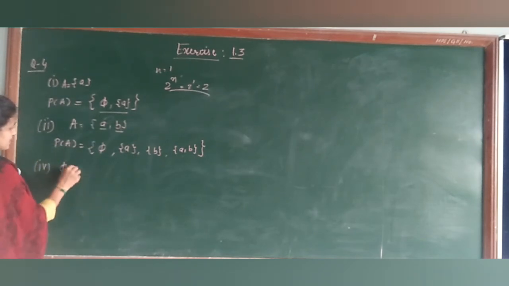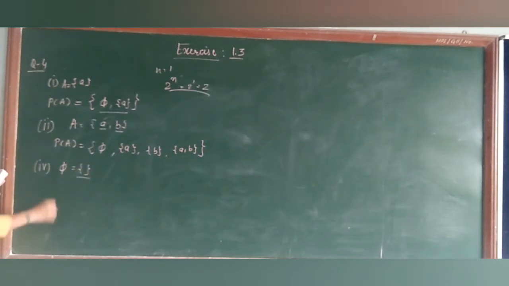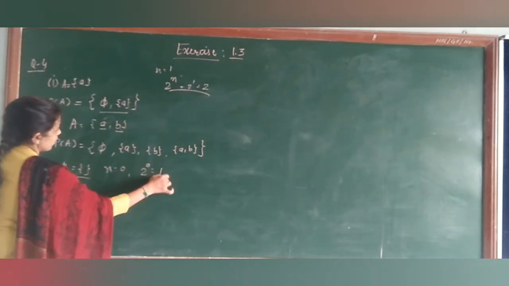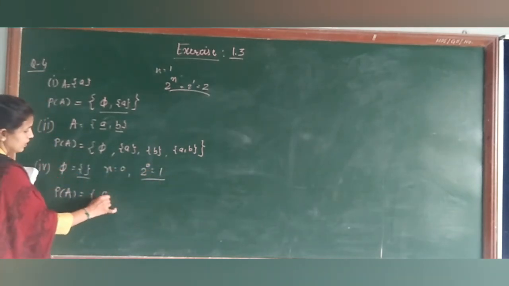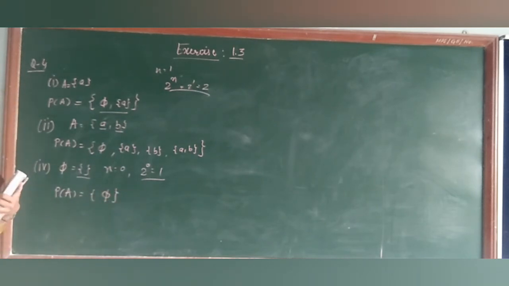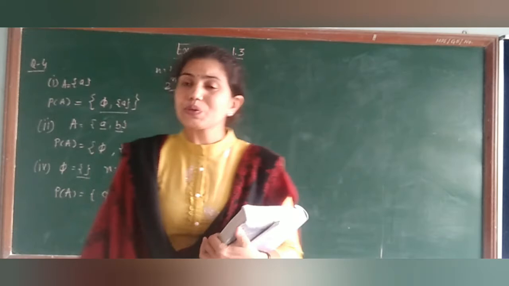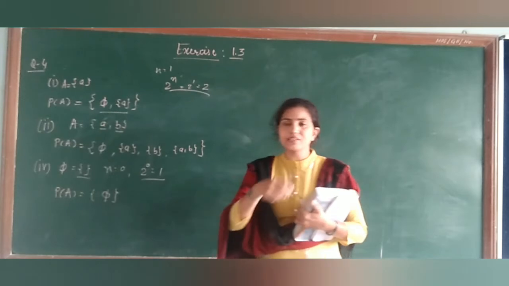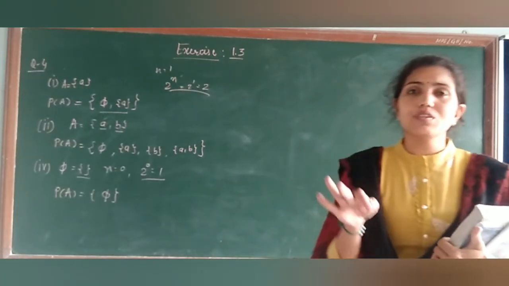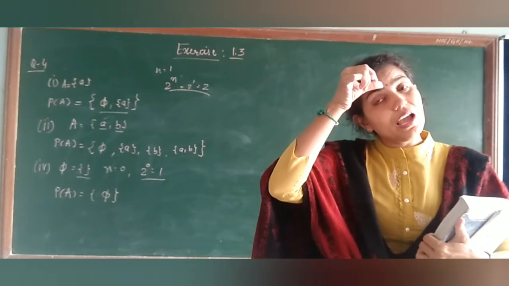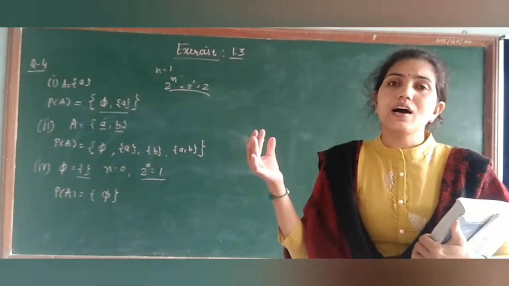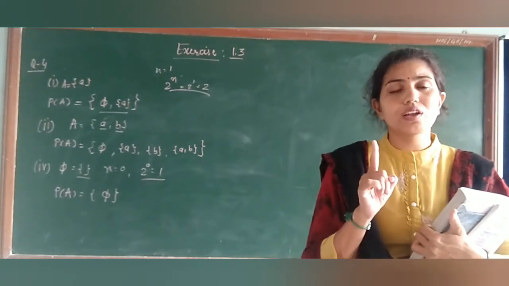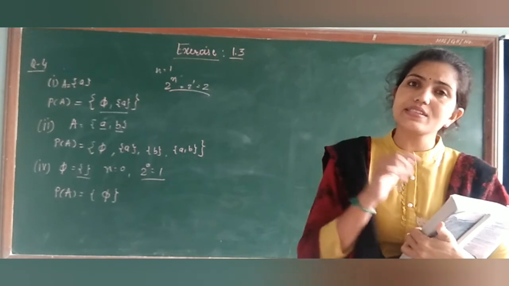So phi means the empty set. So no element is there. Here n is equal to 0. So how much will 2 raised to 0 be? 1. So in the power set only one element is there, which is the set itself, that is phi. Okay, so it has only one element, that is the set itself. And how many subsets will it have? The set itself only, nothing else. So this question can be asked anywhere: how many subsets are there in an empty set? There is only one subset, that is the set itself.